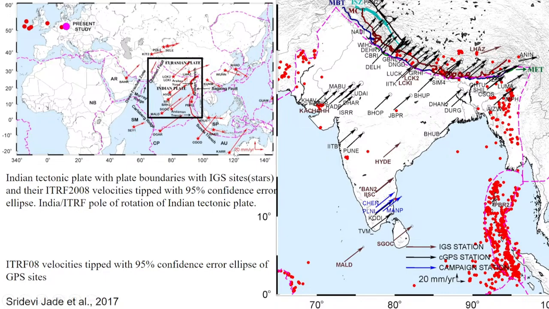Our eminent researcher, our scientist, has carried out work here to estimate the Euler pole. So you can see the Euler pole lying in the UK and Europe region, in the present study carried out by Jade et al. 2017. An Euler pole is the pole about which the Indian plate is moving in an anti-clockwise direction. So these are the ITRF velocities you can see across the Indian plate as well as the Himalayan region.